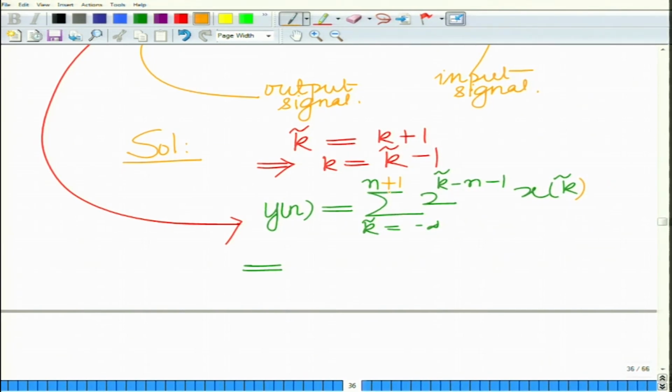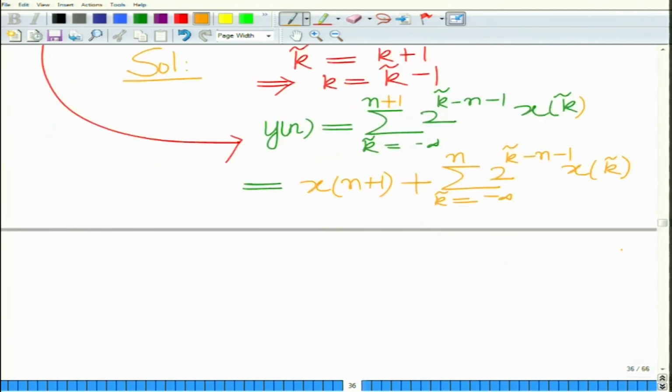Now if you consider the term k tilde equals n plus 1, this becomes 2 raised to k tilde minus n minus 1, that is 2 raised to 0, so this is 1. So this becomes x of n plus 1 plus, since we have already written the term corresponding to k tilde equals n plus 1, what remains is the summation from k tilde equals minus infinity to n of 2 raised to k tilde minus n minus 1 into x of k tilde.